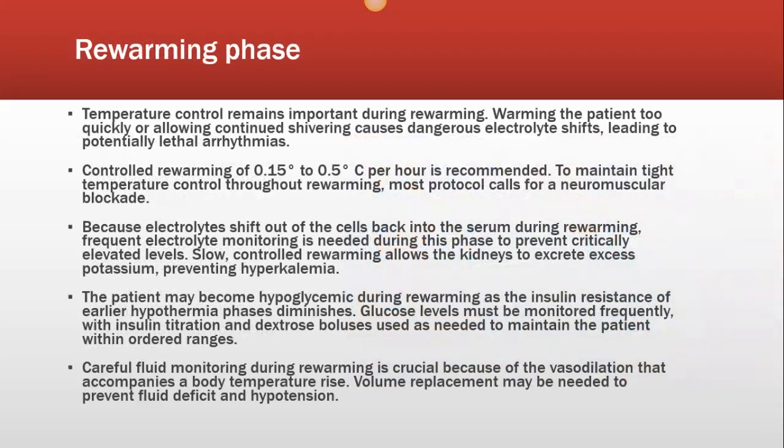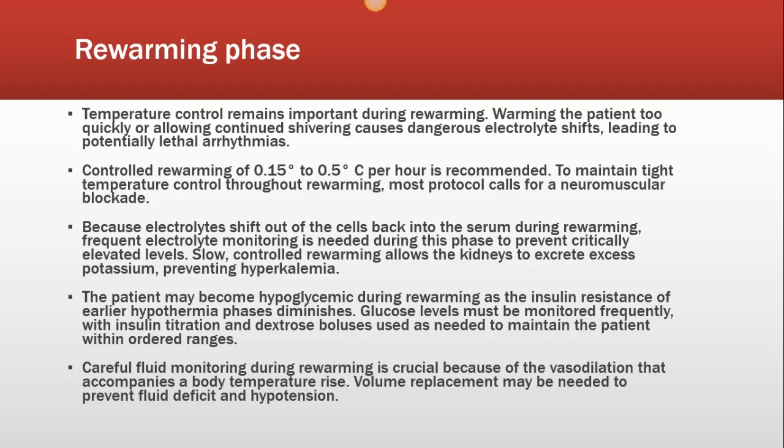The rewarming phase, again, is critical. The electrolyte shifts are going to be happening, and this is when those potentially lethal arrhythmias can happen. And there's a controlled warming. They're not going to just warm them up fast. We're going to do it slowly. They're going to have to be looking at serum electrolytes, especially the hyperkalemia.